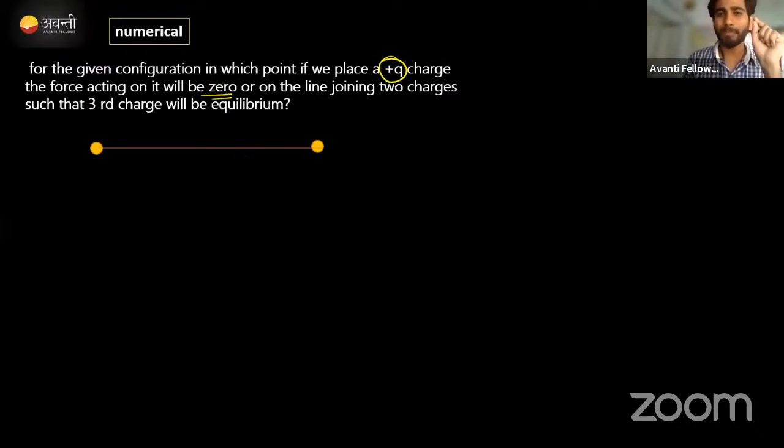Here is one small printing mistake: along the line joining the 2 charges. This is plus Q1, this is plus Q2. At which point along this line, if I place a charge, should it experience 0 force? That is the point we need to find out. Suppose the distance between the two is R.